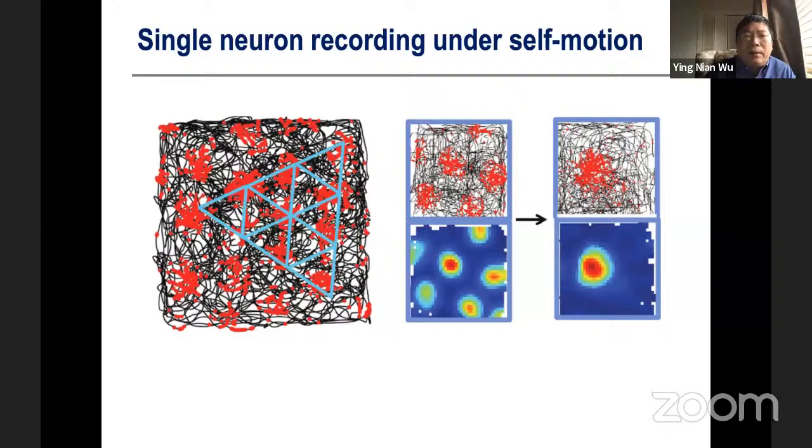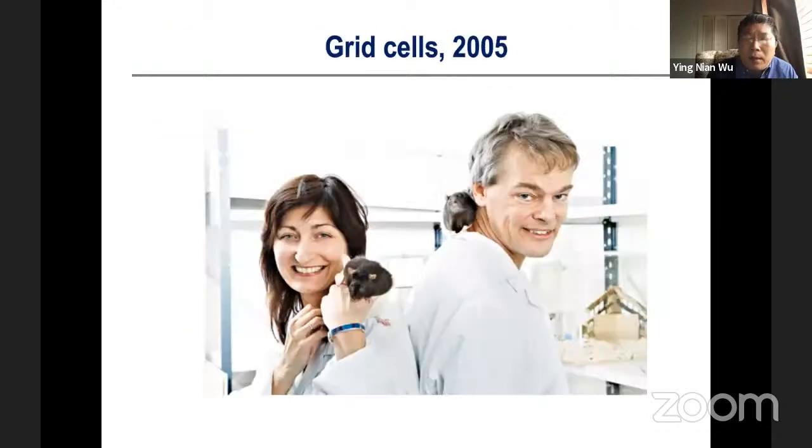So this is a single neuron recording under self motion. But at the same time, you can also record the place cells, and you can see that each place cell will fire at a certain location. Of course, different place cells will fire at different locations. Okay, so then those grid cells were discovered in 2005 by Moser.